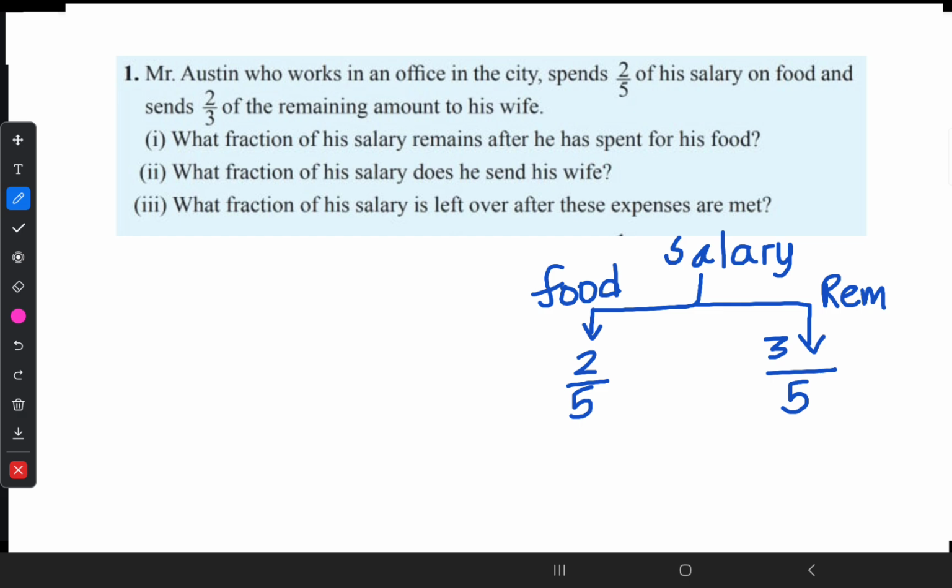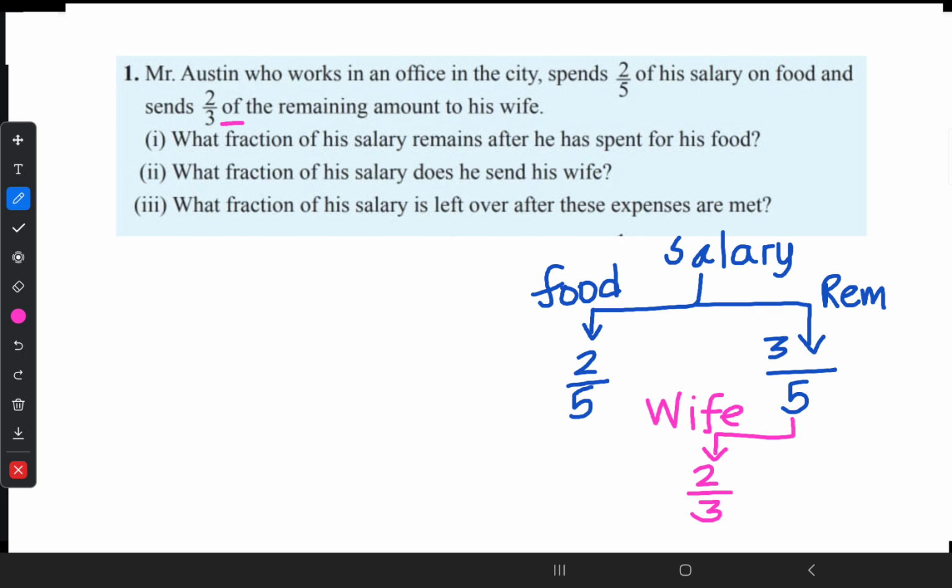I'll read it again. Austin, who works in an office in the city, spends 2/5 of his salary on food and sends 2/3 of the remaining amount to his wife. Here we have "of". That is also a key one: of the remaining amount to his wife. Now we found the remaining amount. From this remaining amount, he will send 2/3 to his wife. This is important.